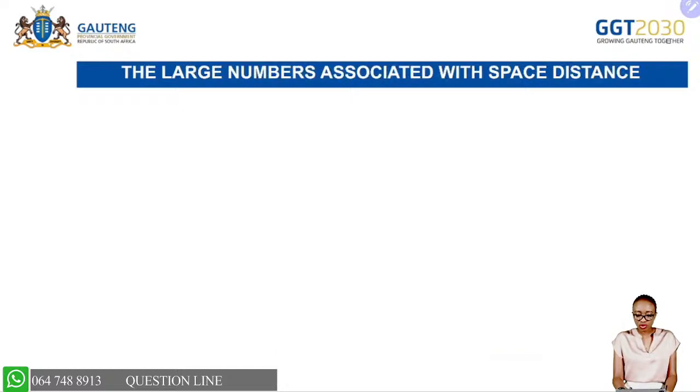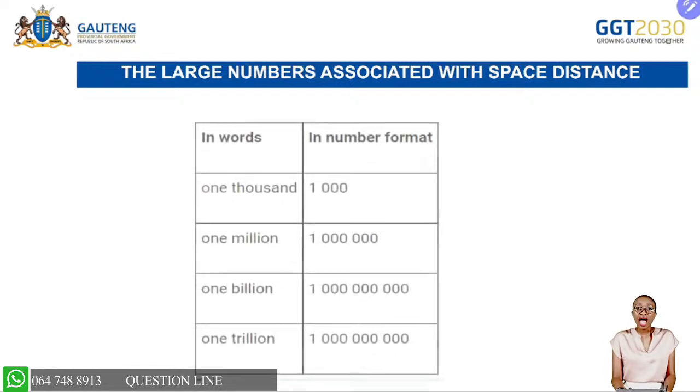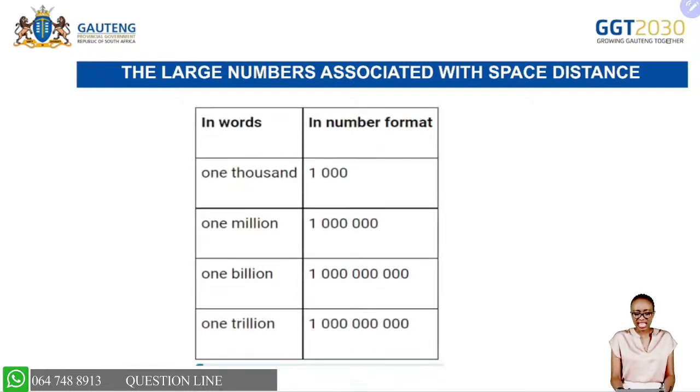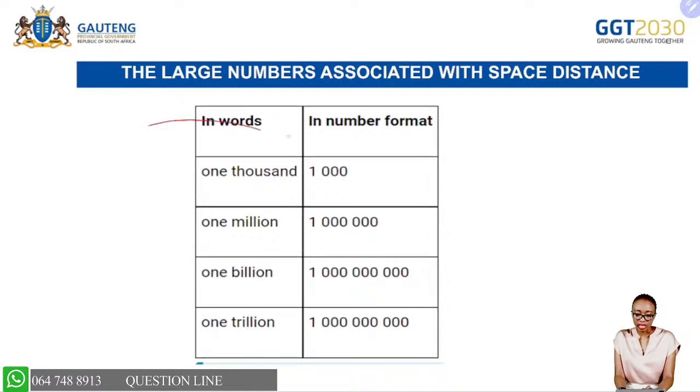Now let's move on to large numbers associated with space and distance. I know I've been talking about millions and billions, but what do these numbers actually look like? Okay, so let's start off with the number in words and in number format. So 1000 in words is written as the digit 1 and the word thousand. But if we're writing it in number format, it's the number 1 and then 1, 2, 3 zeros.